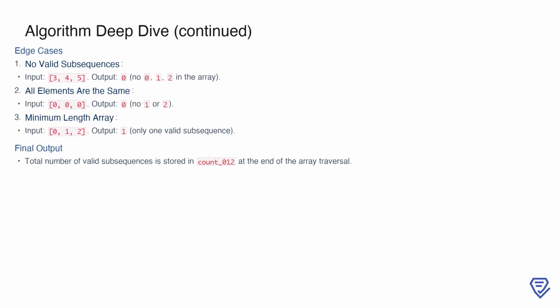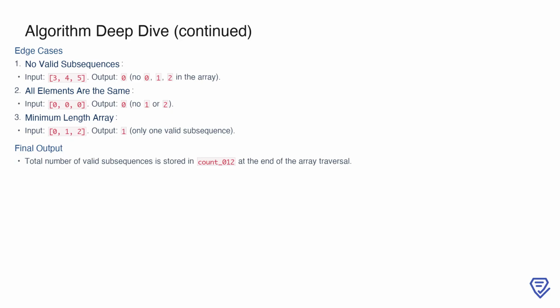When implementing this solution, it's important to consider edge cases. For example, if the input array contains no 0, 1, or 2, such as 3, 4, 5, the output will be 0 because no valid subsequences can be formed. If all elements in the array are the same, such as 0, 0, 0, the output will also be 0 since the required elements 1 and 2 are missing. For a minimum length array like 0, 1, 2, the output is 1 because there is only one valid subsequence.